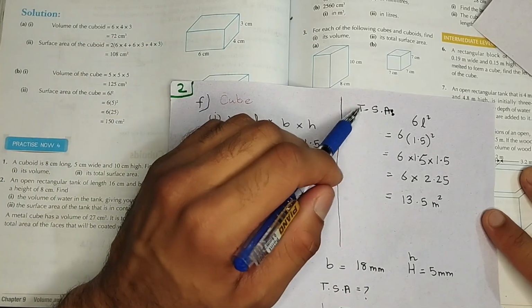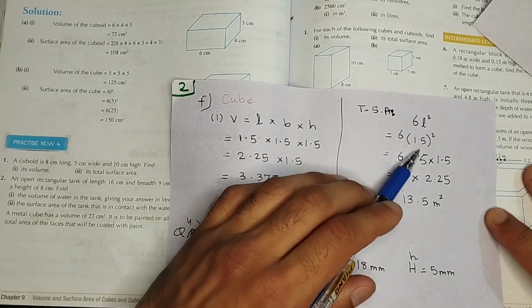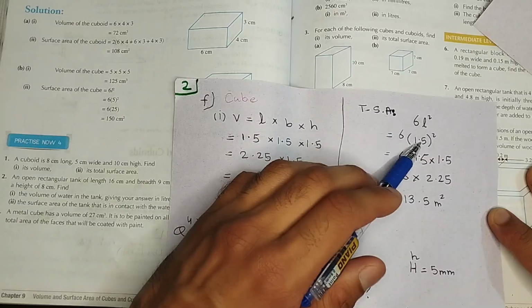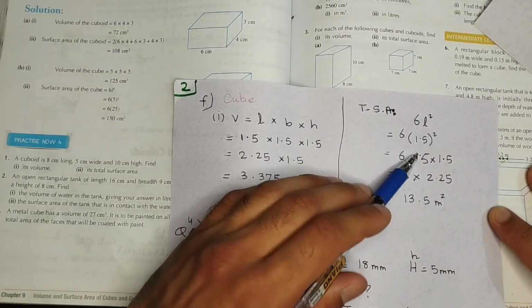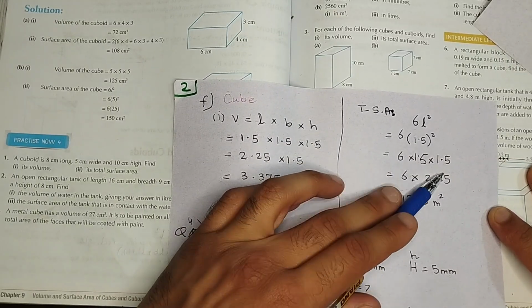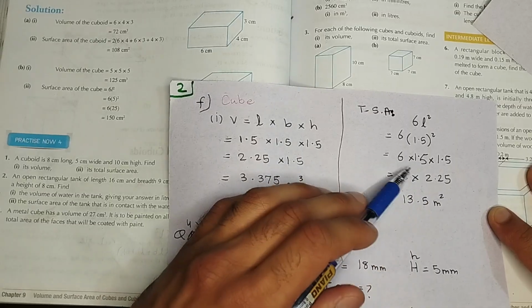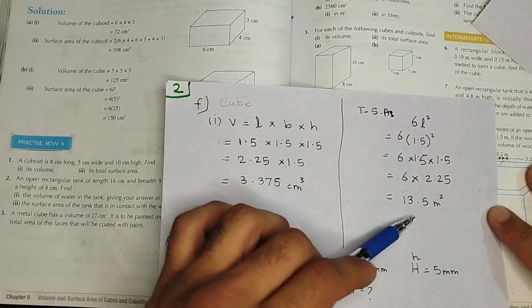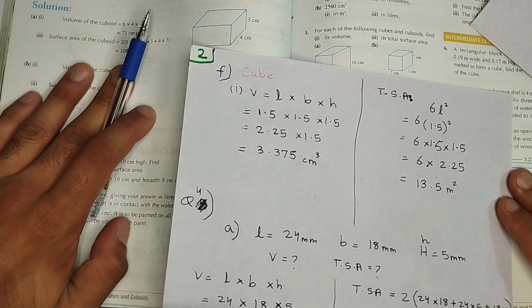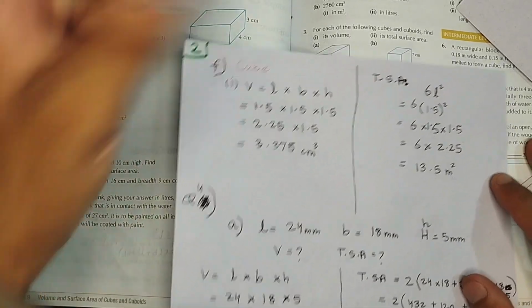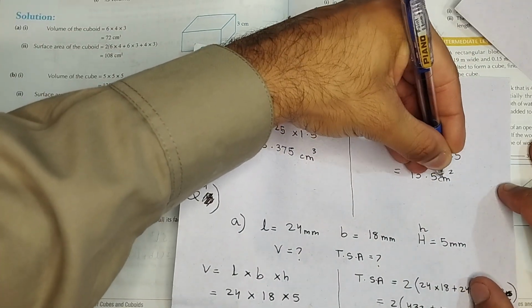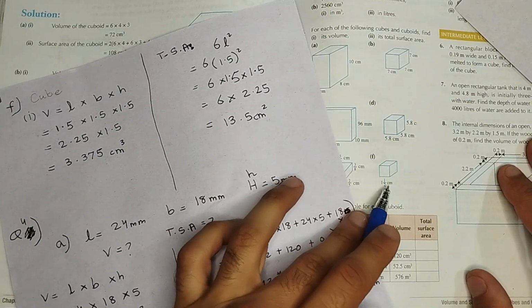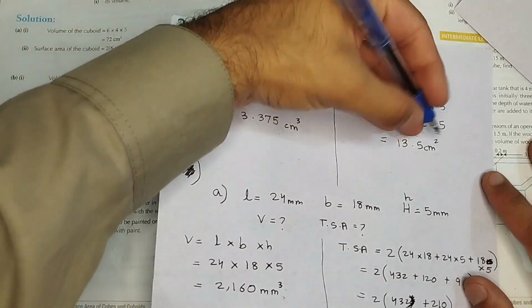Then again, total surface area is also simple. First we have 6 multiplied by length square. What is length? 1.5, so 1.5 square. 1.5 square means 1.5 multiplied by 1.5. You just multiply them, and then you can multiply the answer with 6, and you will get your answer, which is 13.5 cubic meter. Oh, sorry, I was wrong. It's cubic centimeter. Yeah, make sure the units are right. Even I made a mistake here, so you gotta make sure that your units are right.